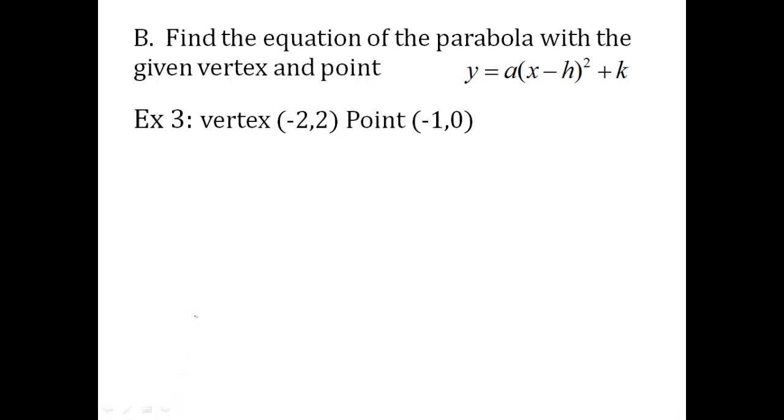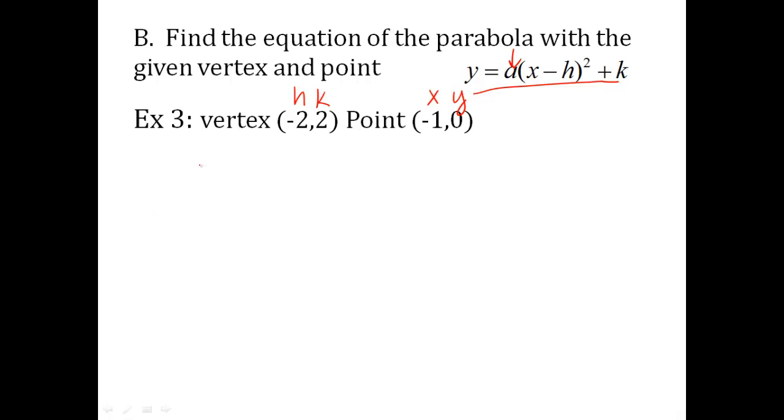The second kind of question you're going to have is: find the equation of the parabola with a given vertex and a point. Here's your goal. Your answer is going to be in this form, but all they give you is the vertex and the point. With the vertex, they're giving you h and k. With the point, they're giving you the x and the y. The only variable left that you have to solve for is a.